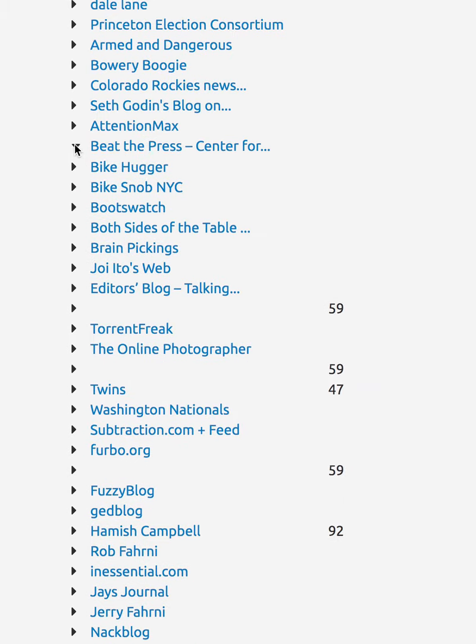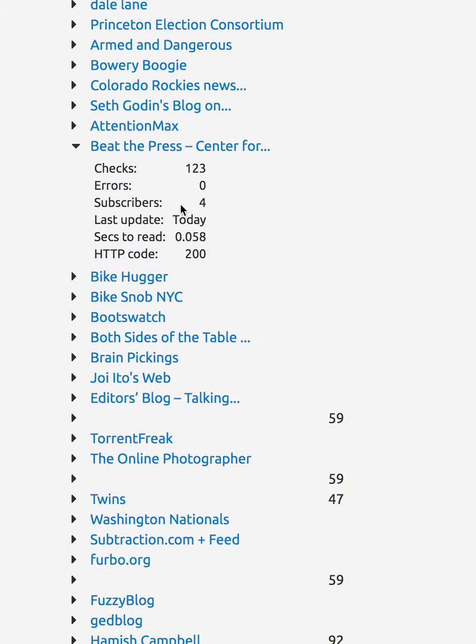But anyway, here's what we got when you expand. This is number of checks, number of errors. So this thing is doing great. Last time it updated, today, look at how quickly it's read. 200 was the HTTP code, which of course means it worked, right? So that's a good one.